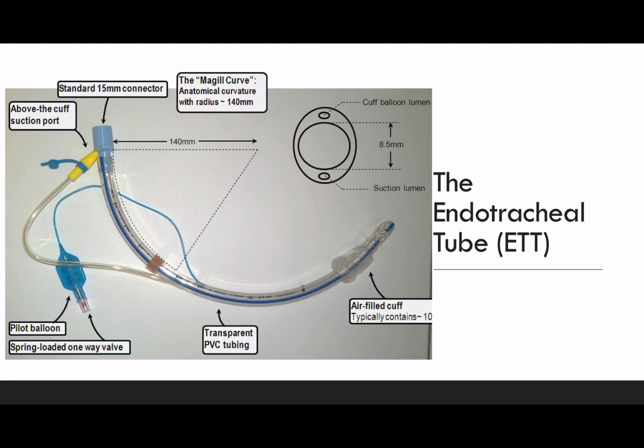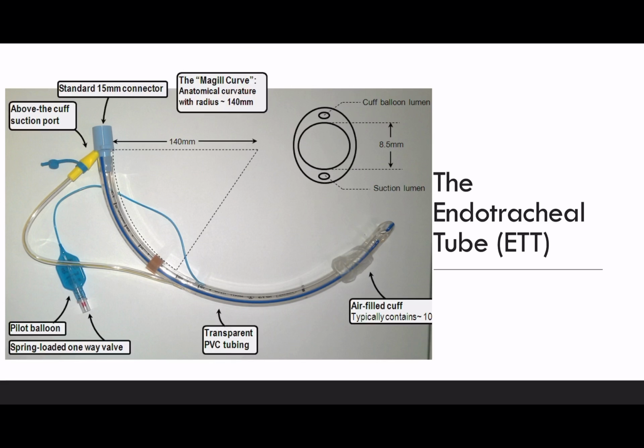Now, the final important thing to know about endotracheal tubes is that they come in different sizes. You'll hear people talking about a size 7 tube, a size 8 tube, a size 8.5 tube, a size 9 tube. What they're referring to is the internal diameter of the tube. And you can see here the cross-section of the tube in the top right-hand side of the picture. This particular one is an 8.5 tube because it's an 8.5 millimeter diameter inner tube area. And this is the tube through which all of the ventilator gas goes.